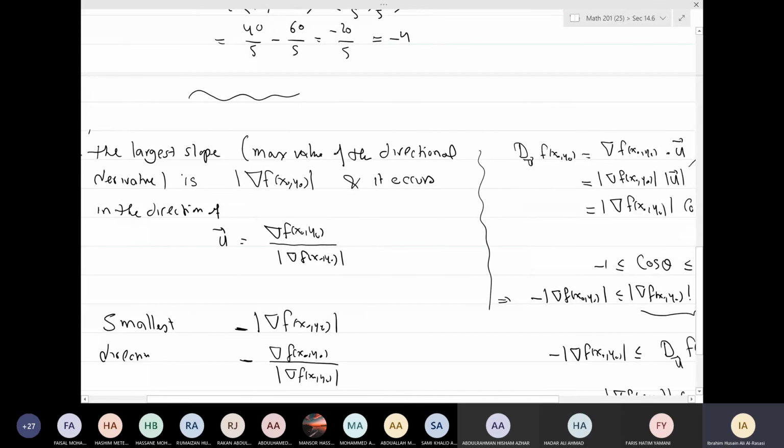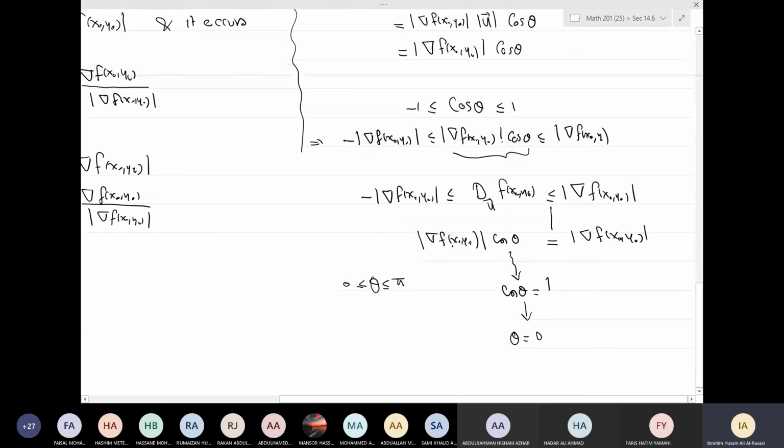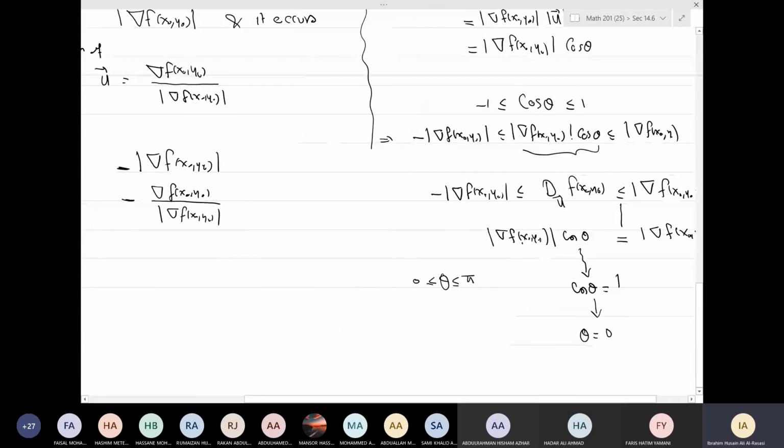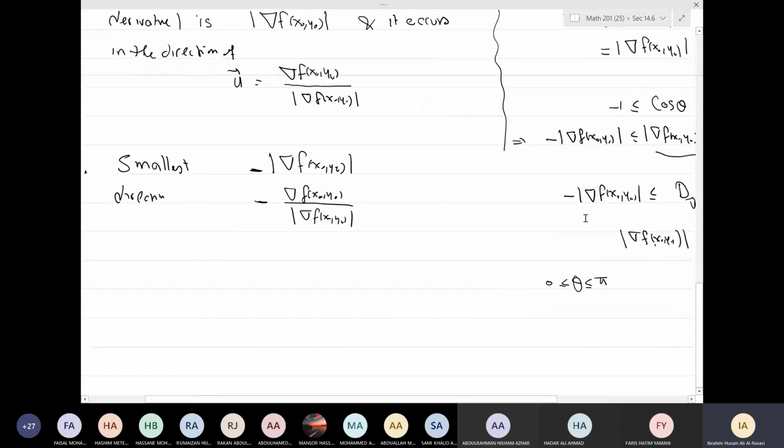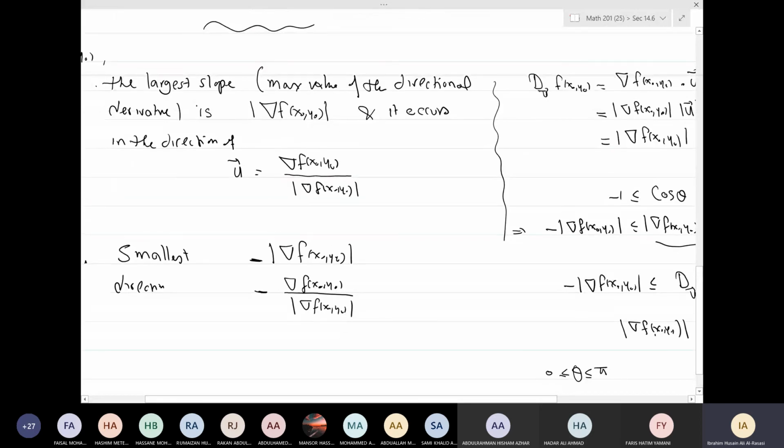For the smallest, you do exactly the same thing, but you work on the other inequality. You work here now. You get cosine theta equals -1, then theta equals pi, then they are opposite, so they are negatives of each other. You get the negative sign, because theta will be pi here, and you get the smallest value. This is the justification, the proof for the largest and the smallest.